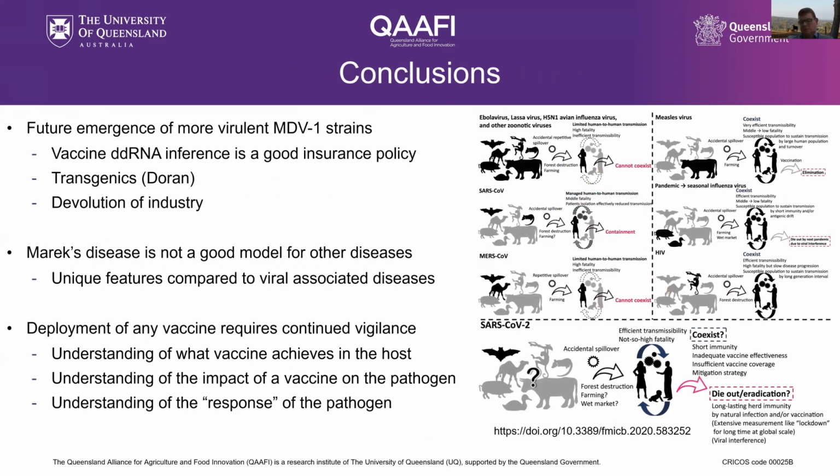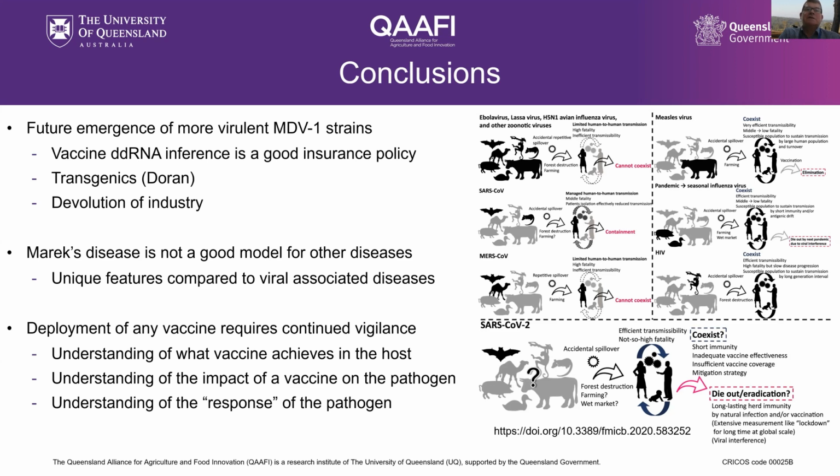So in conclusion, the future emergence of more virulent strains, will it occur? I guess we don't know. According to the WIDA model, we've been waiting for that virus or those viruses to emerge, and they haven't emerged in the past 25 years.